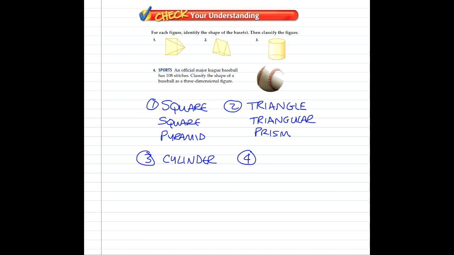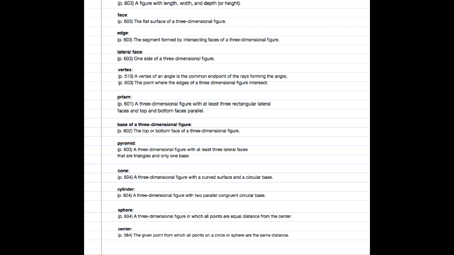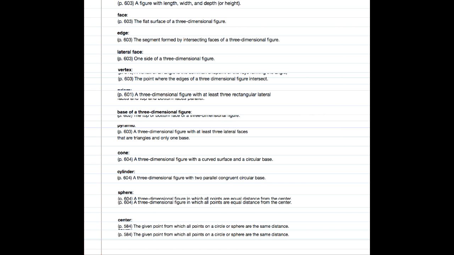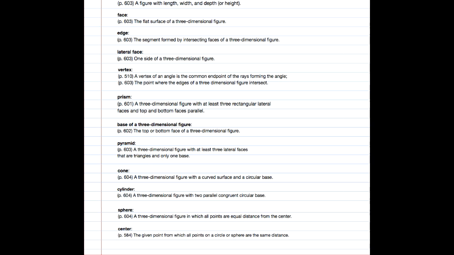Number 4 has no faces, edges, or vertices. It's made up of a set of points, all the same distance from one point called the center. In example number 4, that would be classified as a sphere. This lesson has huge vocabulary, as you can see here. Students will need to have all that vocabulary in their notes and be responsible for knowing it for the test.